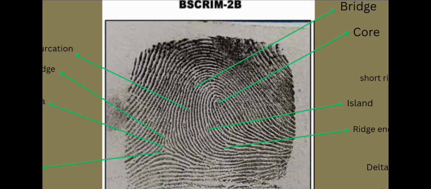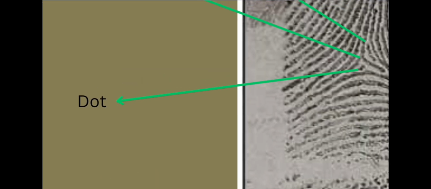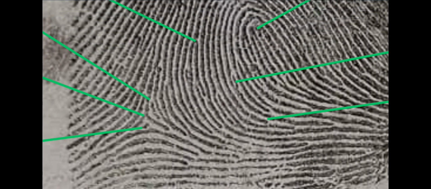And then the island. The island, islet, lake or eye is a single ridge which bifurcates, where the bifurcating ridges converge at a certain point to form again into a single ridge. Okay, here it is, the island, islet, lake or eye.